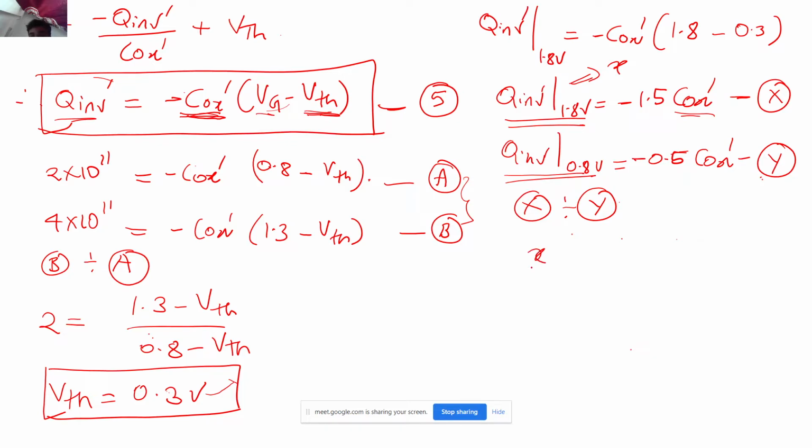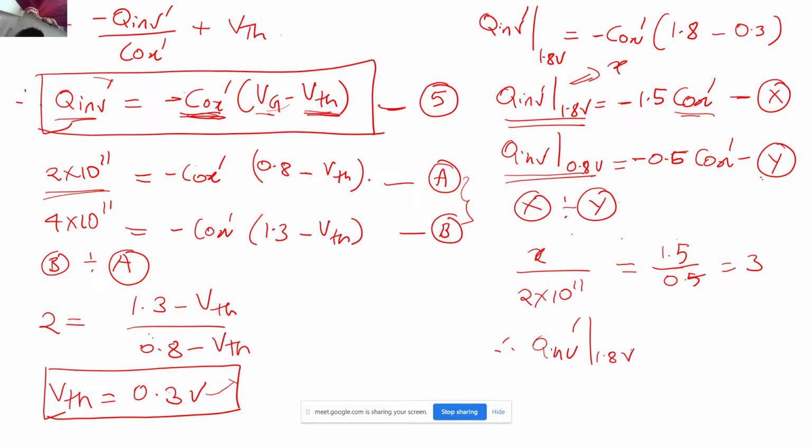So X divided by, what is the inversion carrier density at 0.8 volts? It is 2 into 10 to the power 11, and this is 1.5 by 0.5, correct? So this comes out to be simply 3. So the inversion carrier density when I applied 1.8 volts as my gate voltage is simply 6 into 10 to the power 11 cm to the power minus 2.